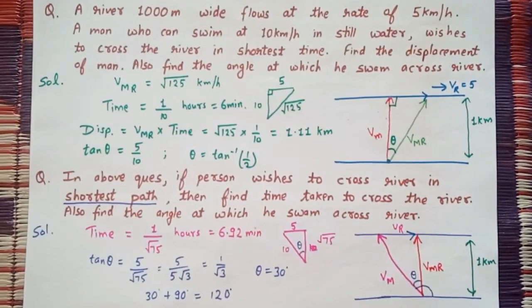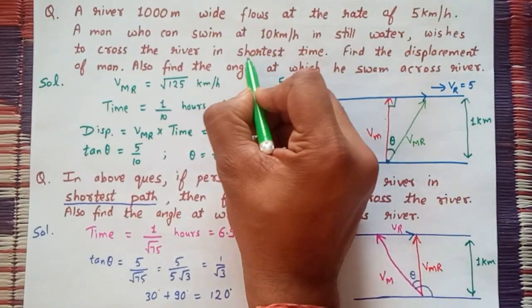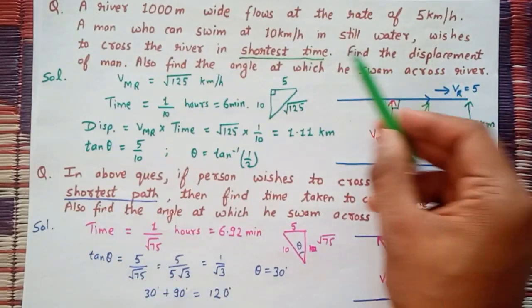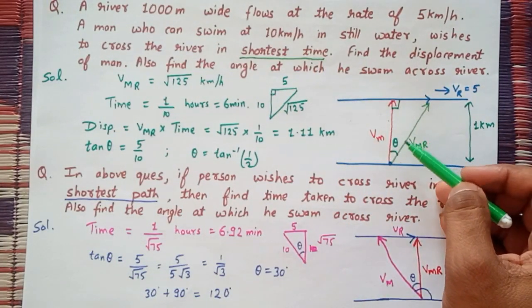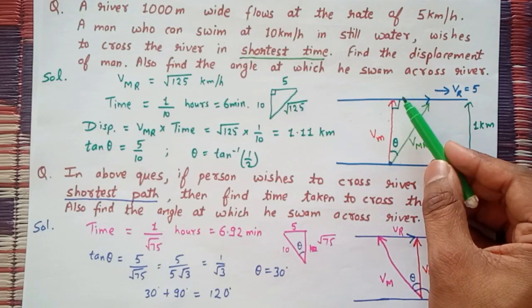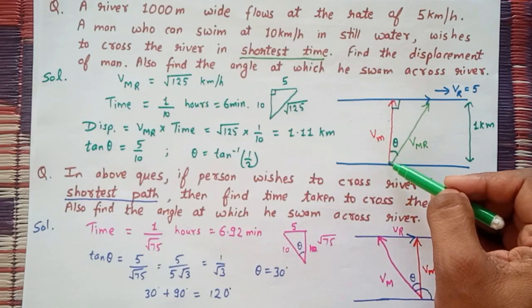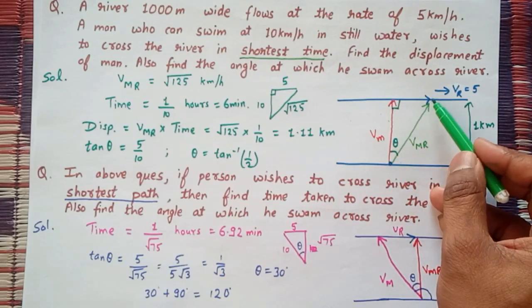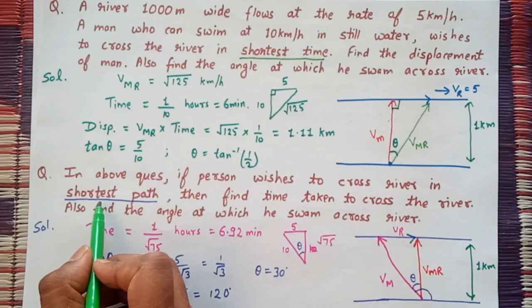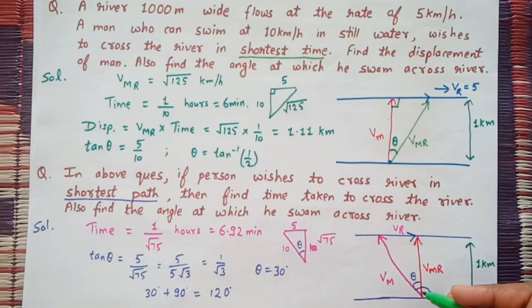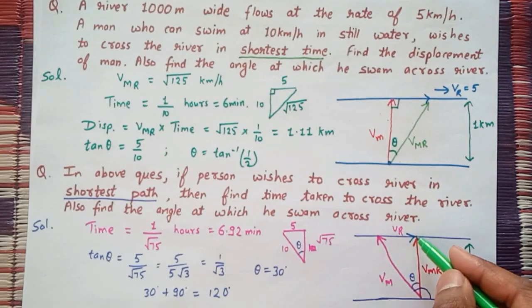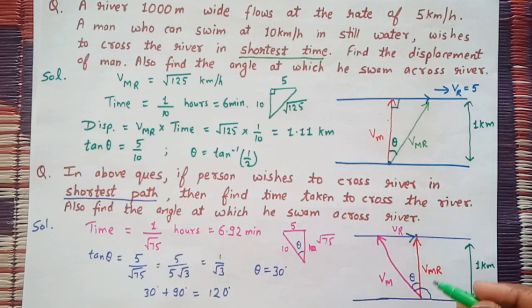Hence for the river-man problem, there are two types of questions. First one is for the shortest time and second one is for the shortest path. For the shortest time, the person will not oppose the flow of the river. He will allow the water to take him. So he is going in this direction and the water is moving in this direction. Ultimately he will go like this. But if the person wants to go with the shortest path, then the person must go in this direction, due to which the river will take him towards this point, and hence this will be the shortest path.